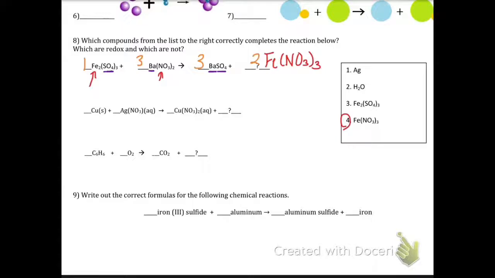All right, so the next one here, you have a copper here and a copper here. You have a nitrate and a nitrate, so what are we missing? We are missing a silver, which is choice number 1. So silver is what we're missing here. If we were to balance this, the answers would be 1, 2, 1, and a 2.